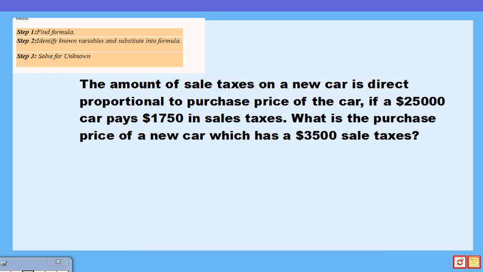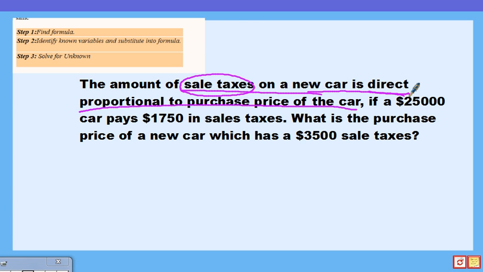Let's go to a word problem. The amount of sales tax on a new car is directly proportional to the purchase price. So the sales tax is directly proportionate to the purchase price of the car. Ask yourself, what influences what? Does the taxes influence the price of the car, or does the price of the car influence the tax?